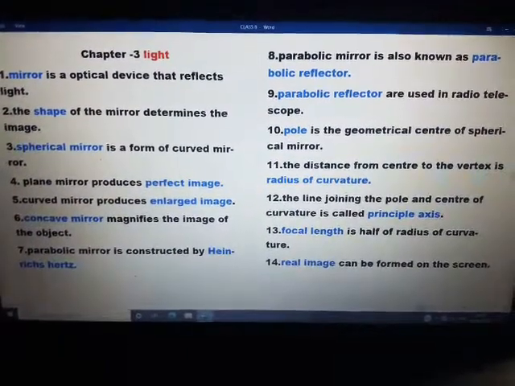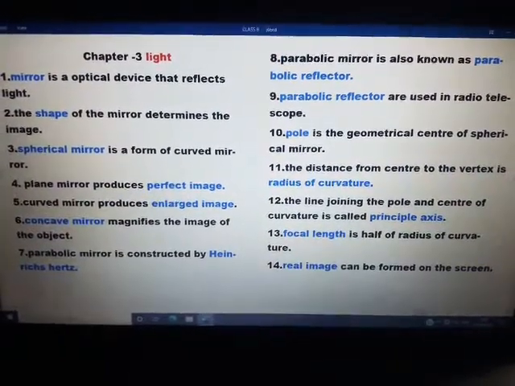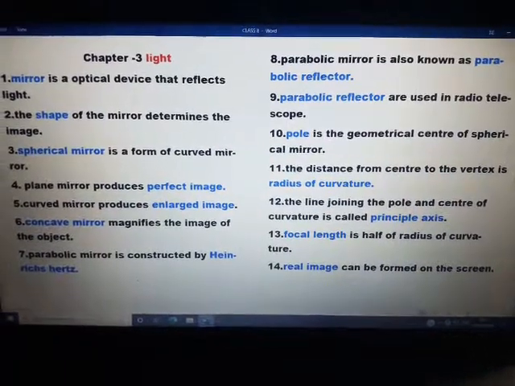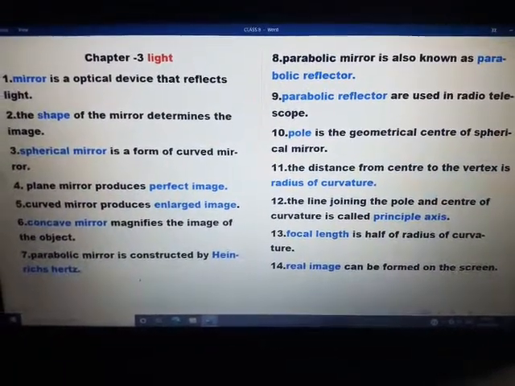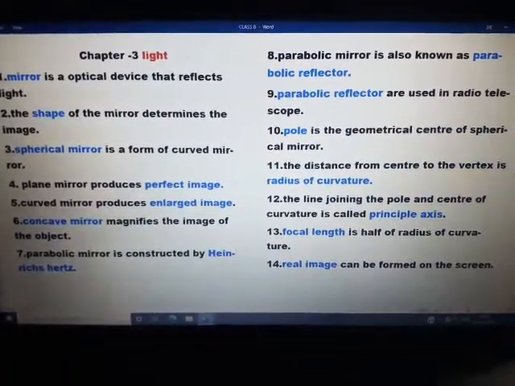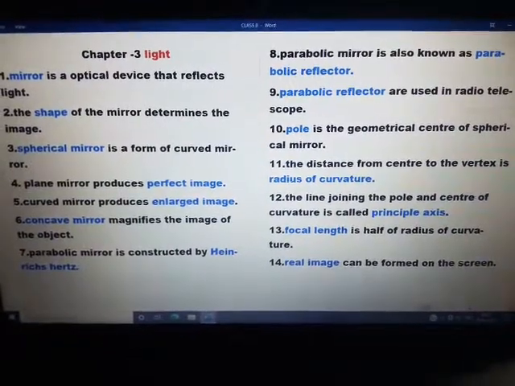Sixth question, dash mirror magnifies the image of an object. So concave mirror always magnify the image of the object, whereas convex mirror will reduce the size of the object.